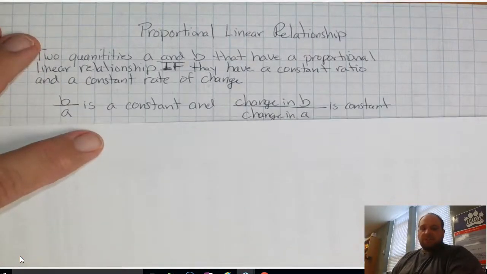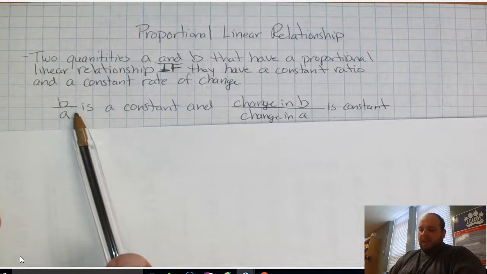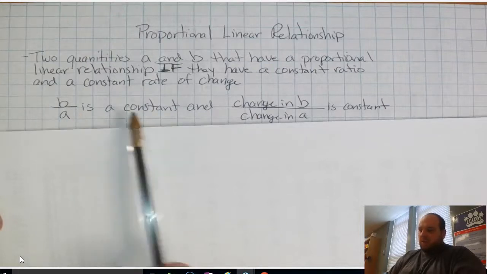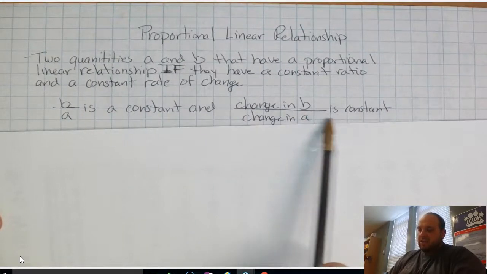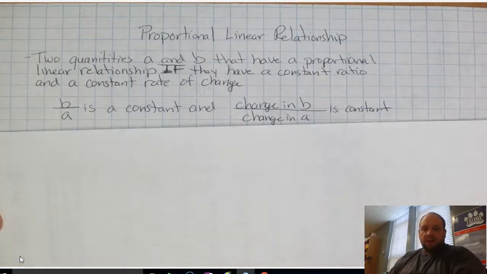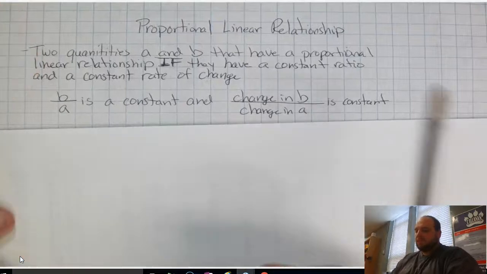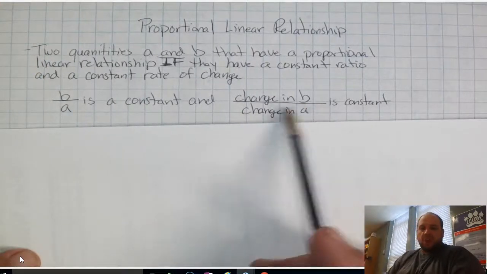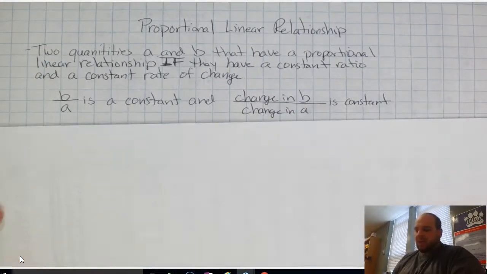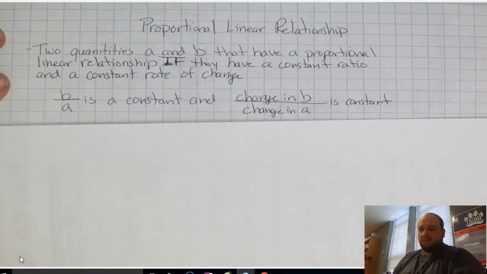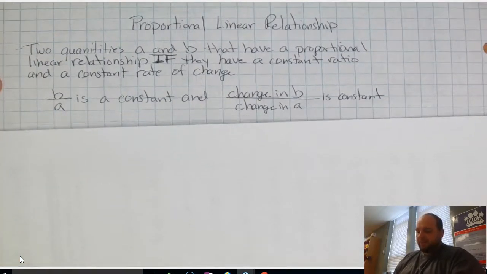And then we use symbols. Typically, B over A is a constant ratio, and the change in B over the change in A is a constant, and we know that as the constant rate of change. You could refer to this as the change in Y over the change in X if you're looking at a graph standpoint. So let's go ahead and look at an example.